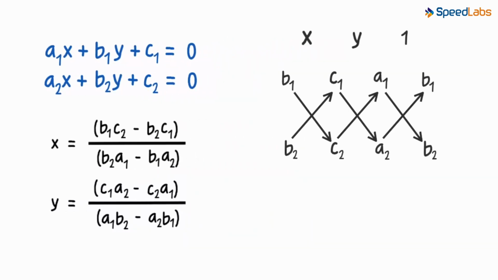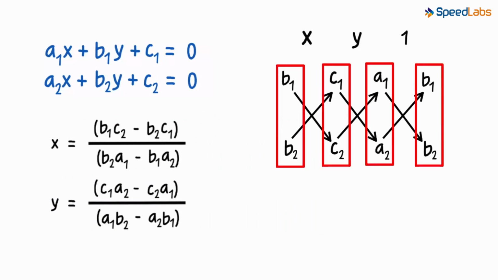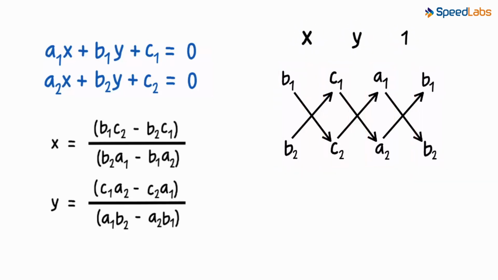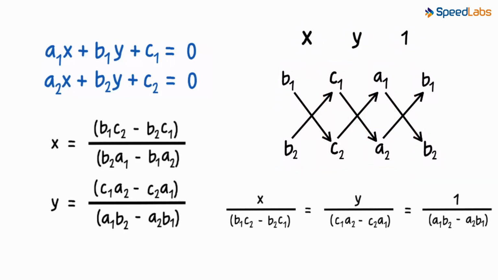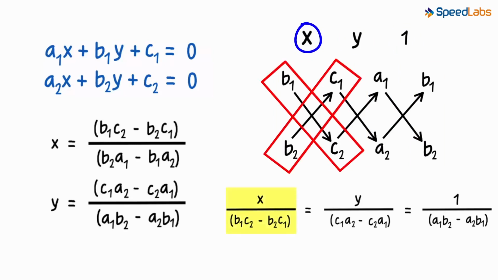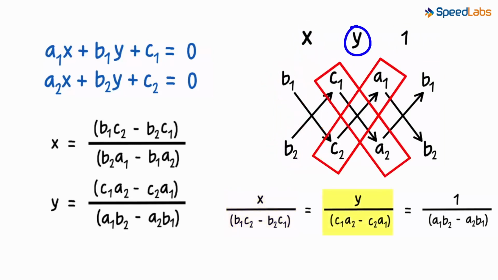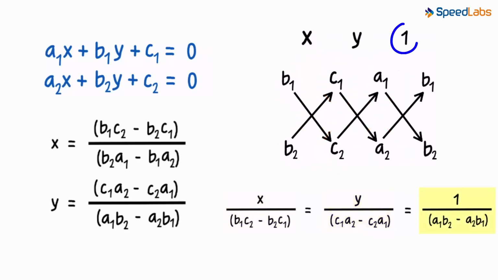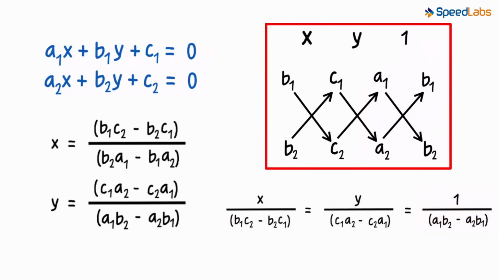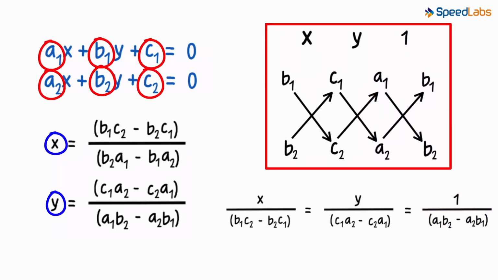We just remember this. B, C, A and B again with x, y and 1 on top. Using cross multiplication, we get this. If we refer to the figure, x over this cross product will equal y over this cross product will equal 1 over this cross product. And if you remember this part, you will know the values of x and y in terms of these 6 values.